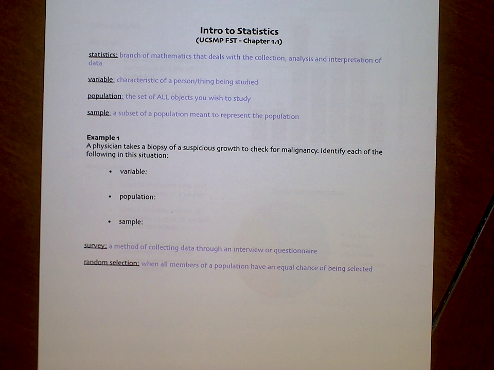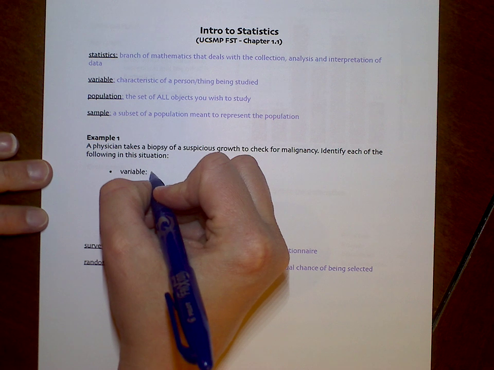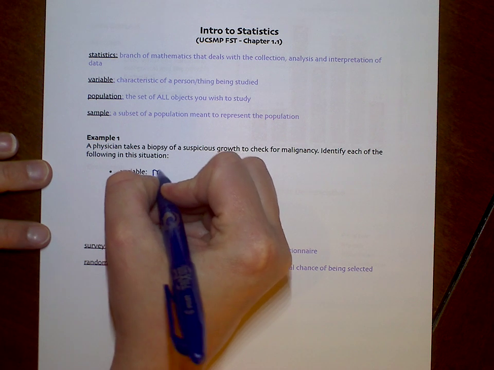So this first example technically is a statistic situation. It's not what we usually think of when we think stats, but it says a physician takes a biopsy of a suspicious growth to check for malignancy. Identify each of the following. Okay, so a biopsy is when you cut off a little piece of something to go study it and make some assessments about the entire growth. Okay, so the variable that we're studying here, the thing that we're trying to find out is whether or not this growth is malignant. So our variable is the malignancy.